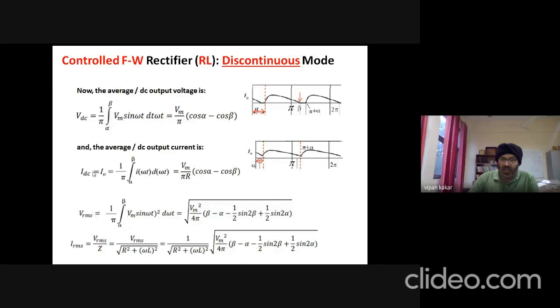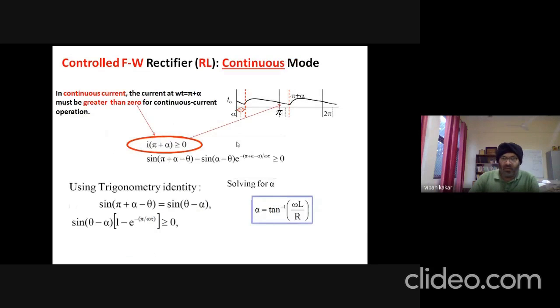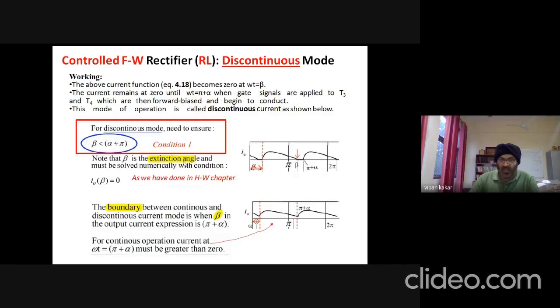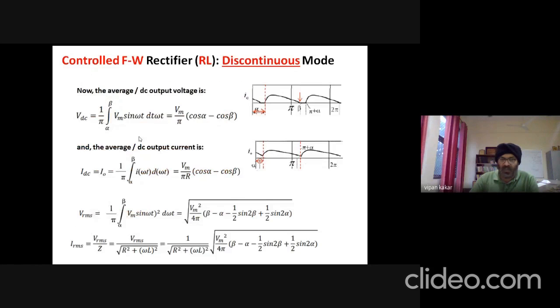And then similarly, average current is dividing it by R. This VDC divided by R, we have that average DC current at the output. Same is for the RMS voltage as we saw previously. So now after this discontinuous current mode, once you fulfill this condition, you can find out the values of DC voltage at the output, DC current, RMS voltage and current at the output.